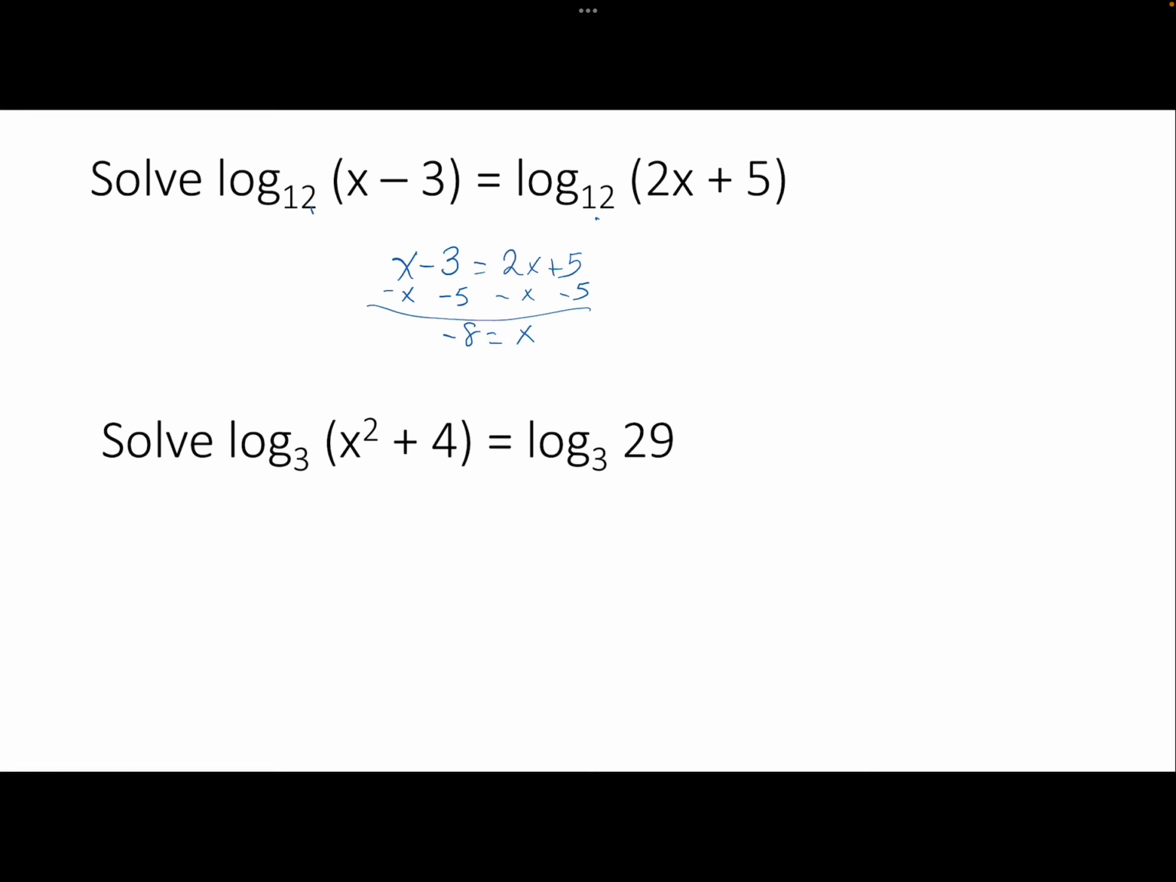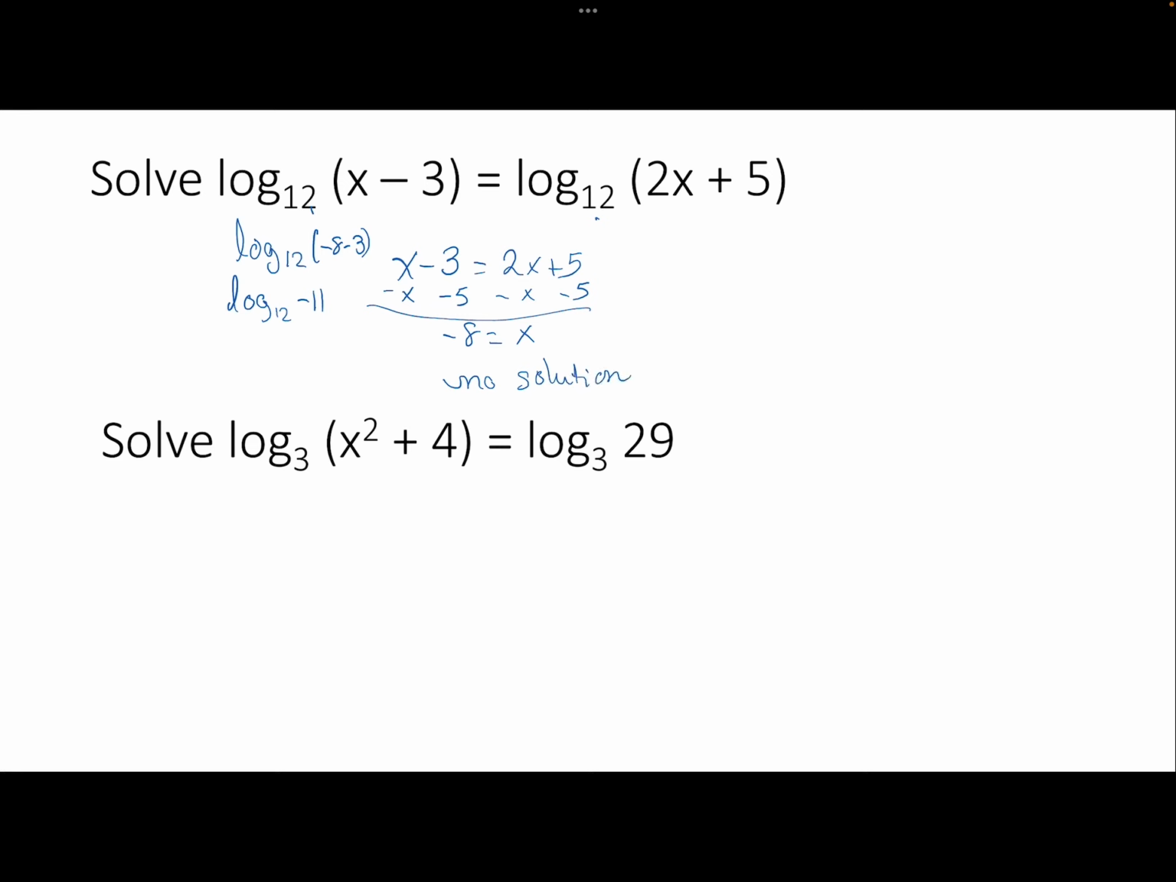Which seems simple enough until we realize that if we plug this back in, log base 12 of negative 8 minus 3 is going to be log base 12 of a negative 11. 12 to what power can get me a negative? A positive number to what power can get me a negative number? There isn't one, so this is actually no solution. So be sure to check your domain.